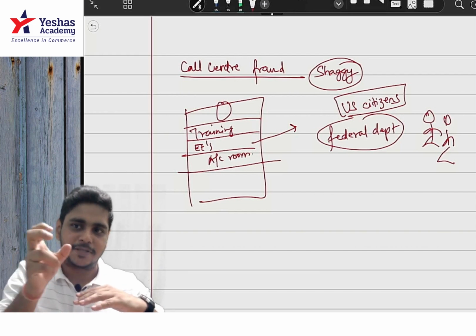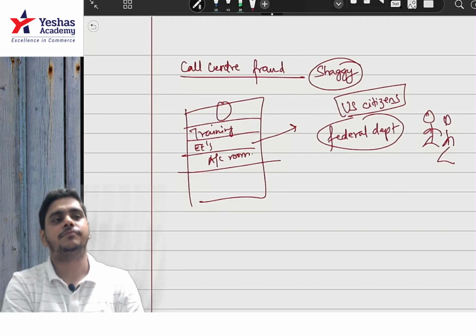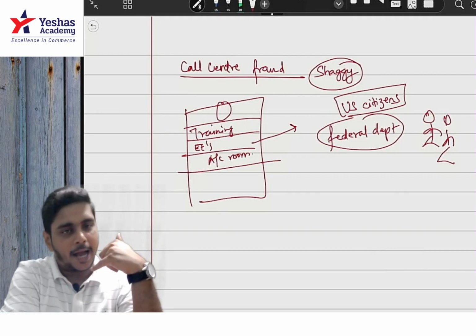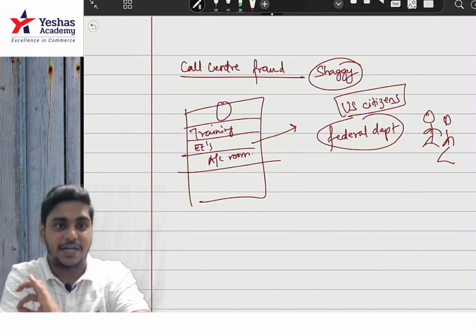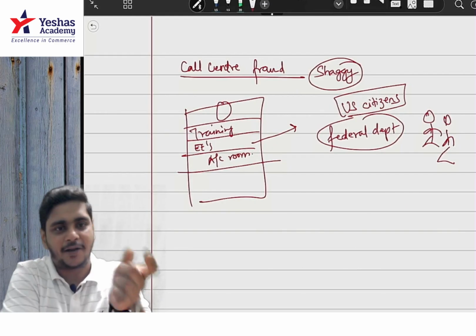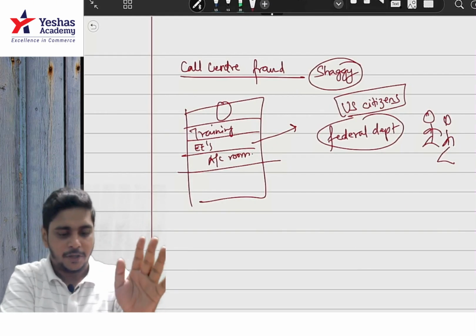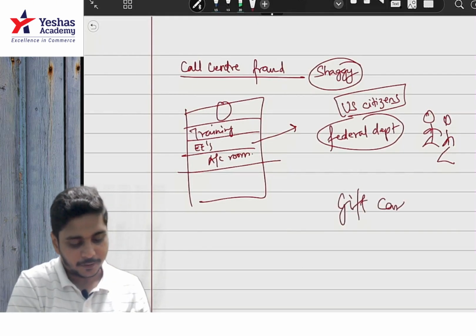Now we know that they have been set up under our trap. The second call would be made by a senior employee. He will say, we are calling from the Federal Department and you are supposed to pay the tax. The tax will not be paid via wire transfer, maybe bank transfer. It will not be paid via credit card or debit card or maybe net banking. No. You have to get gift cards. You have to get what?